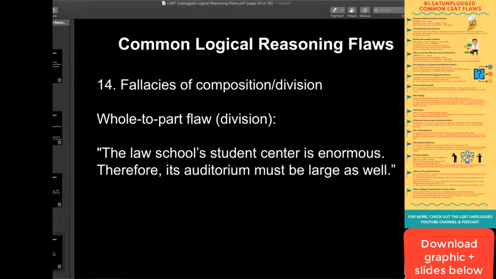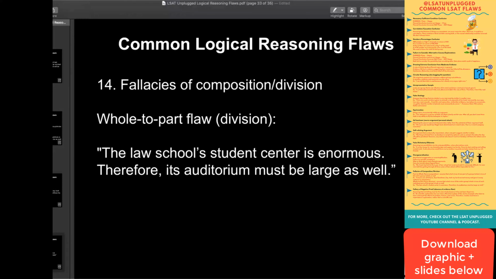And then whole to part flaw: just because one particular building is enormous doesn't mean that every single individual room in that building is also enormous. A big building can contain a small room. Like the closet might not be big, the toilet stalls might not be big, the offices may not be big, but the student center as a whole may be a very large building relative to the campus or relative to other student centers. And none of that matters anyway because everything's online now.